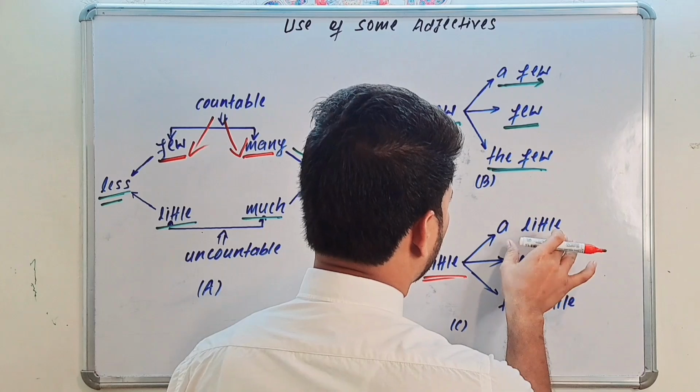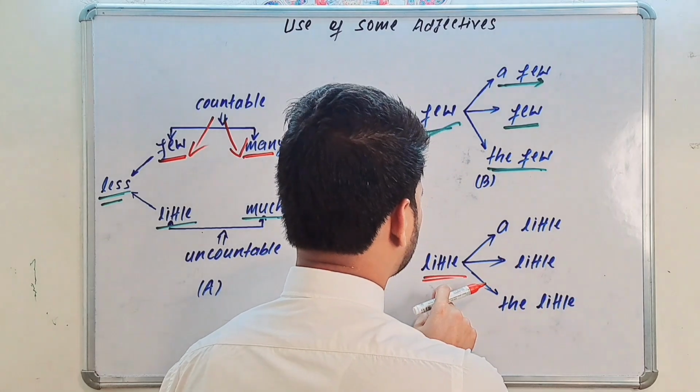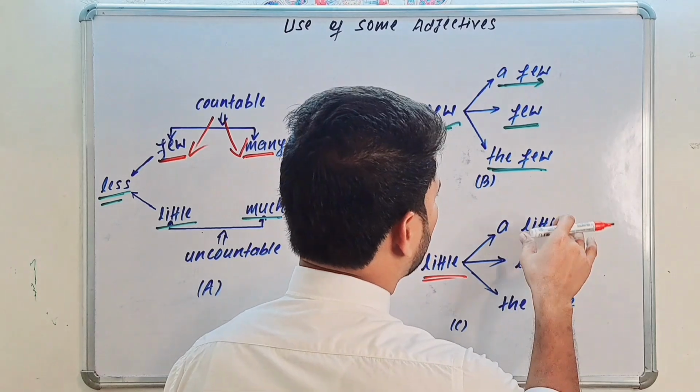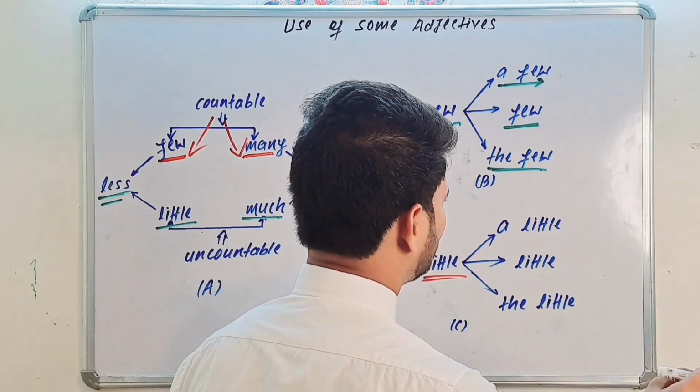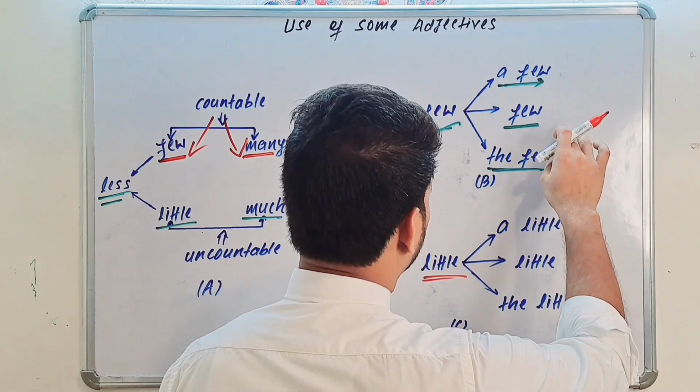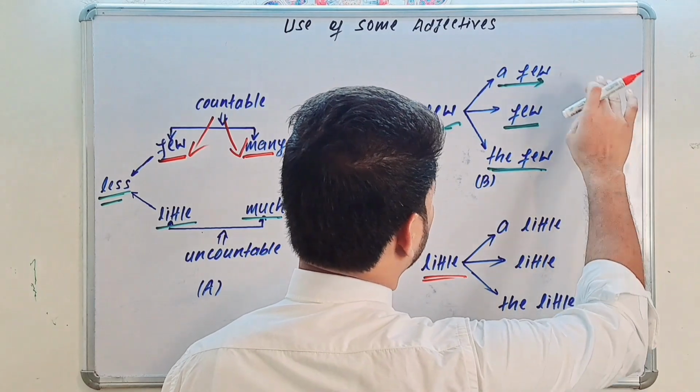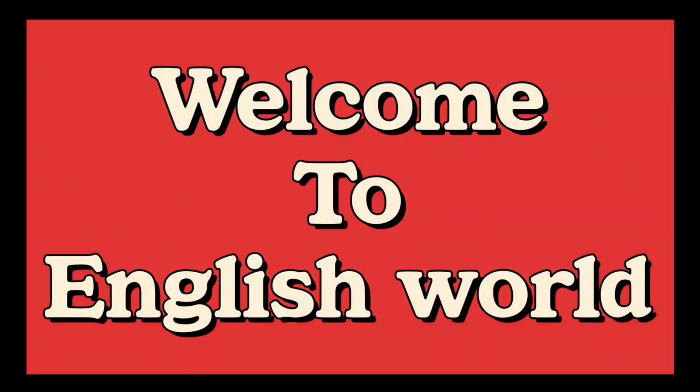Now I just told you, whenever we use the word little in a sentence, a little means less in quantity, not number. I'm not talking about few. I told you a few means less in number but equal to something.